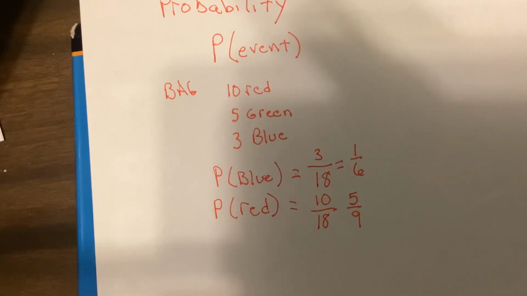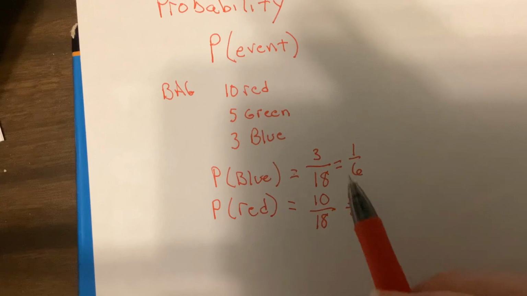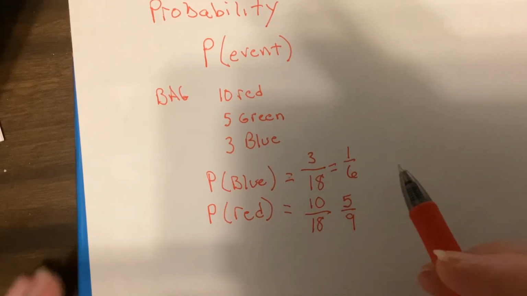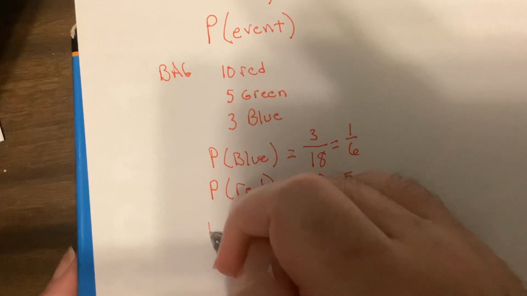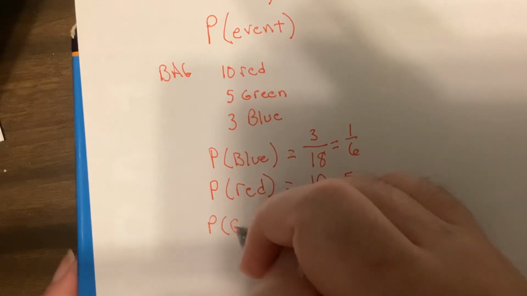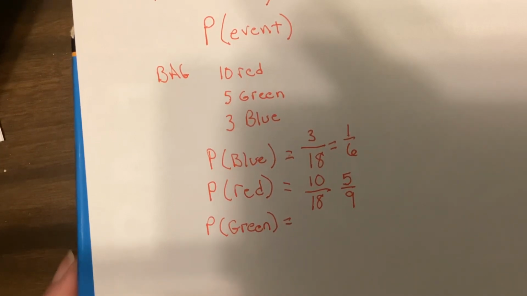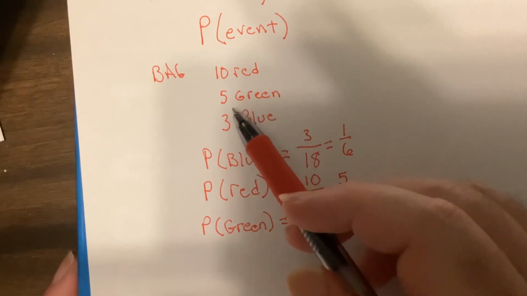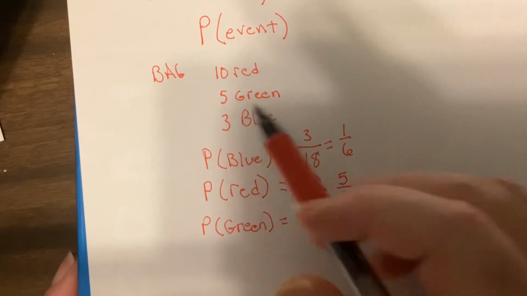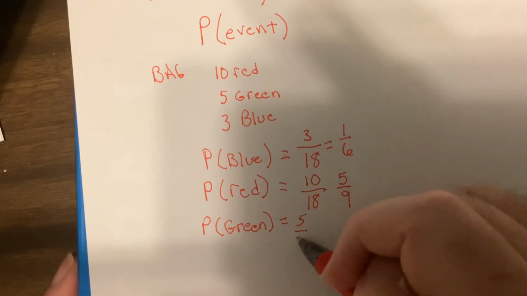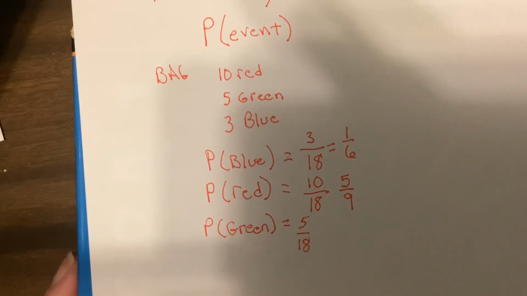Now, again, remember, probability is always talking about infinity. So, forever, drawing marbles forever, it would work out to be this. If you only drew 10 marbles, it probably wouldn't be this. So right now, what's the probability of pulling out a green? Well, I hope you see that it would be 5 out of 18, and then there's nothing to reduce.